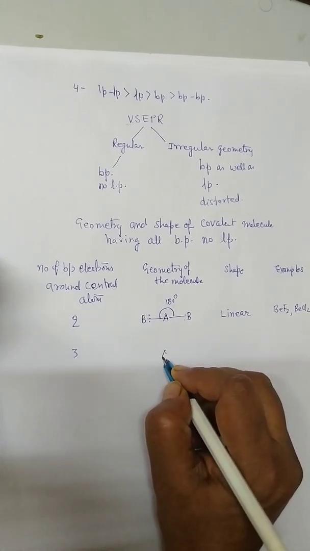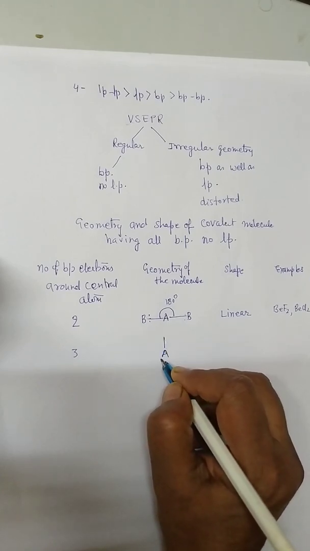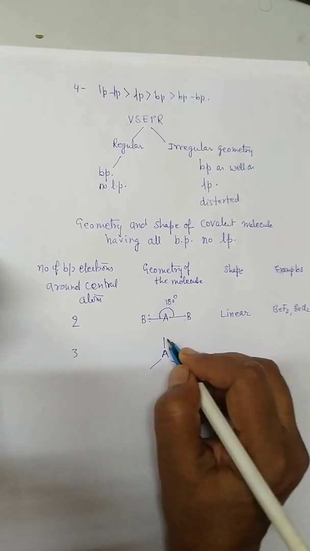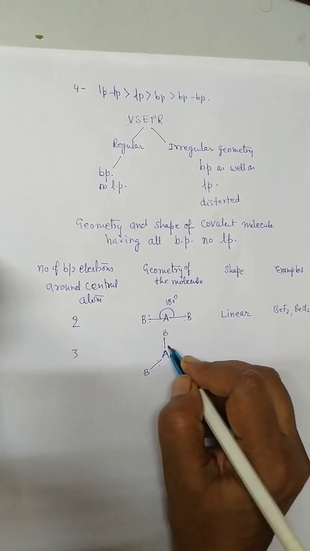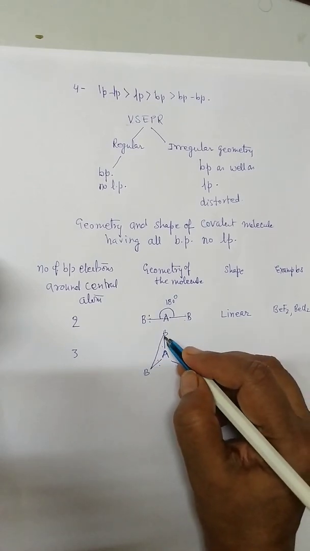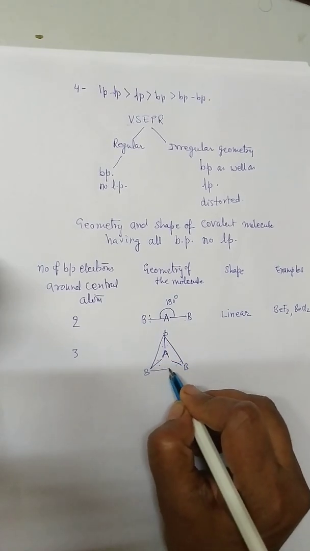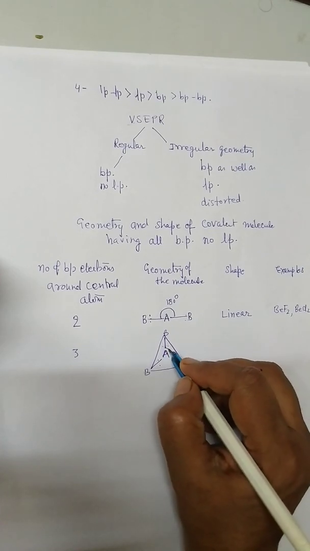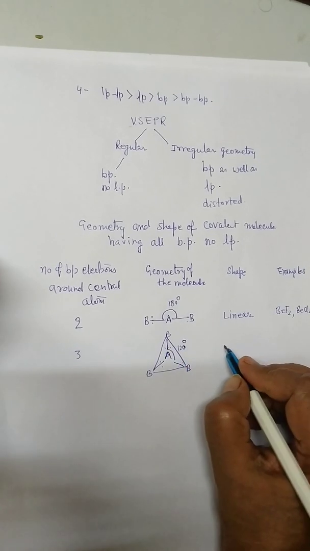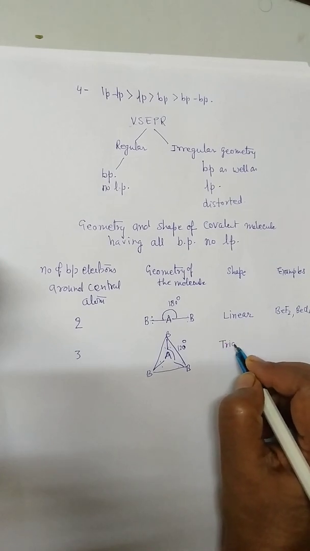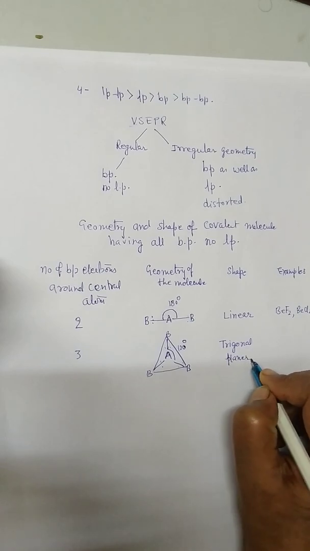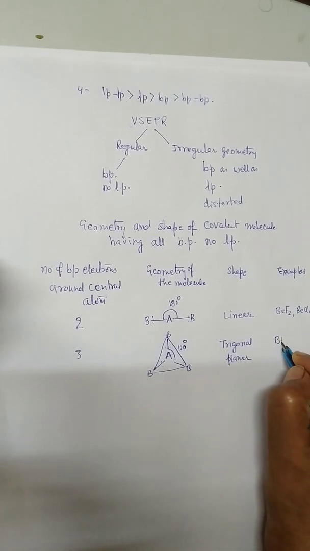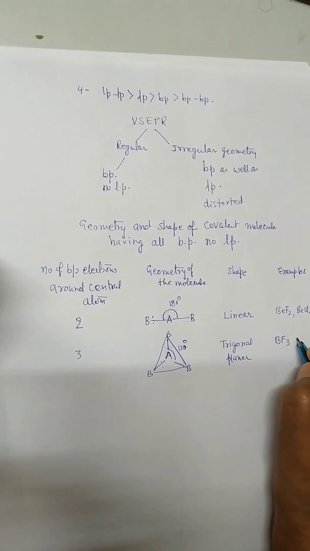If the number of bond pair electrons around the central atom is 3, then the geometry will be trigonal planar. A is the central atom and B is the surrounding atom, and here the electrons are shared. The 3 shared electron pairs are there, no lone pair case. The angle is 120 degrees, then it becomes trigonal planar. The examples are BF3, AlCl3.